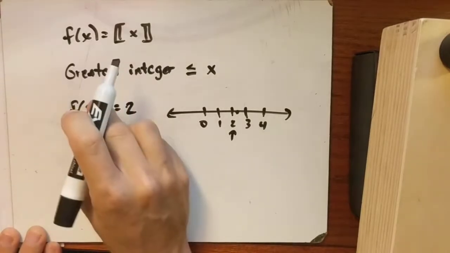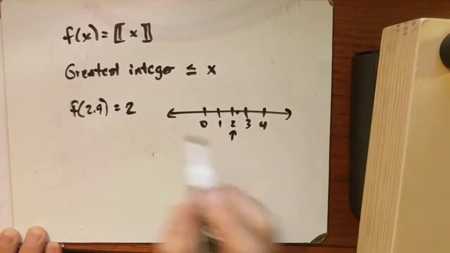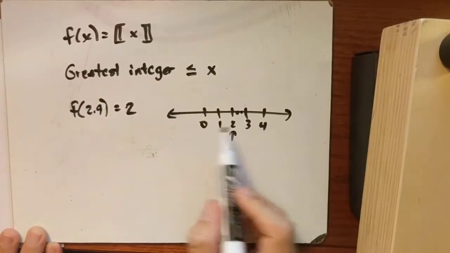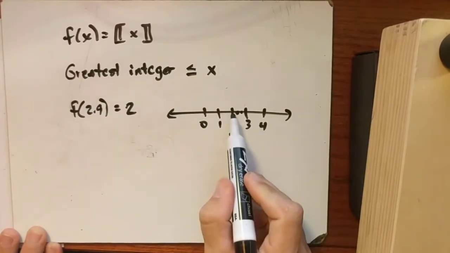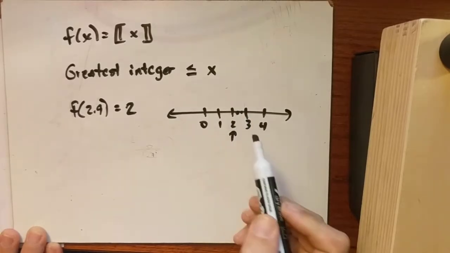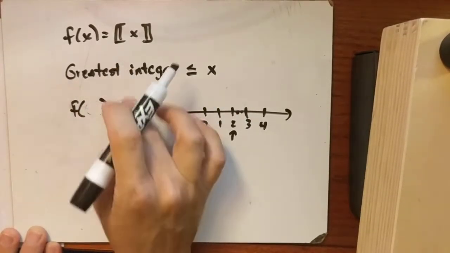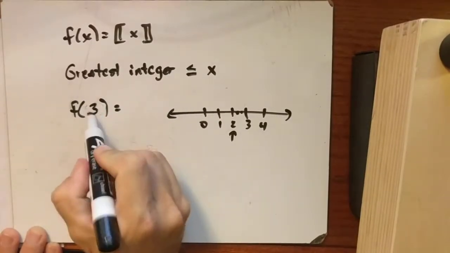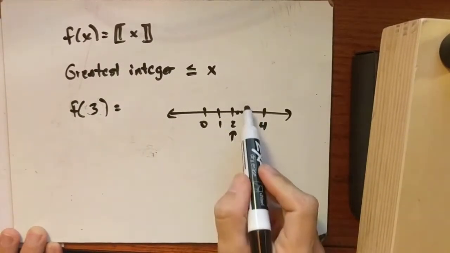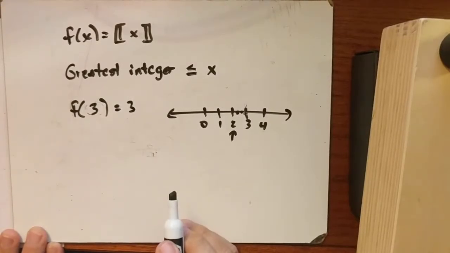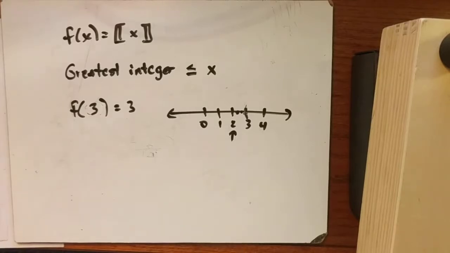Well, what if we did 2.9? Well, it would still be 2 because you haven't gotten to 3 yet. So the biggest integer that you can get to before 2.9 is 2. But it could be equal to. So what if we put 3 there? Well, once we hit x equals 3, then we've hit the integer 3, so the answer is 3. Okay? So that's the greatest integer function. That's kind of how that works out.